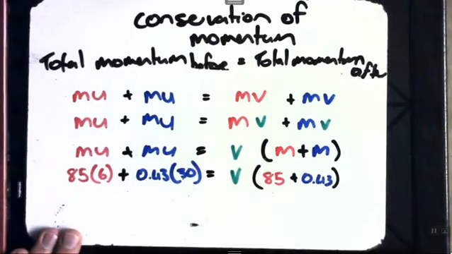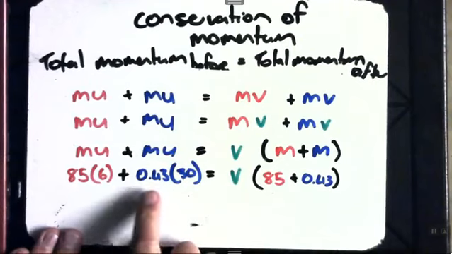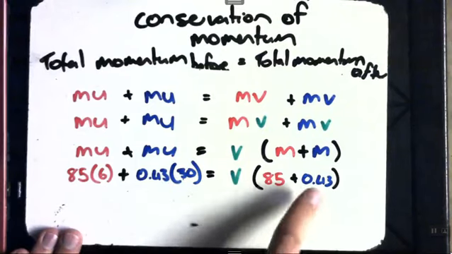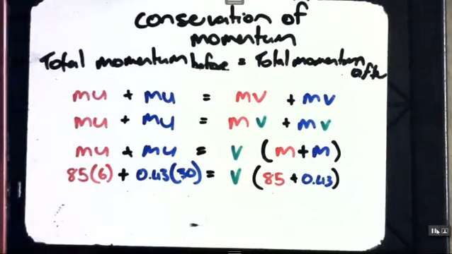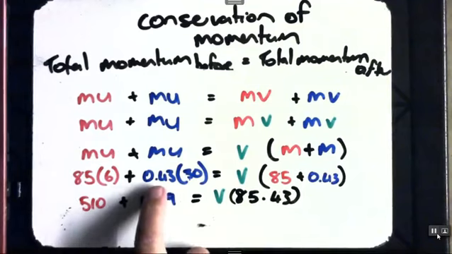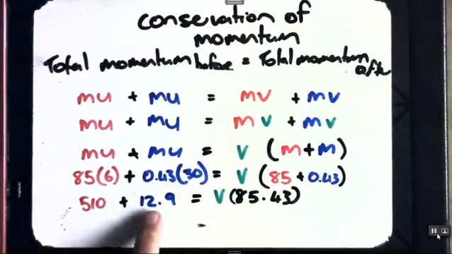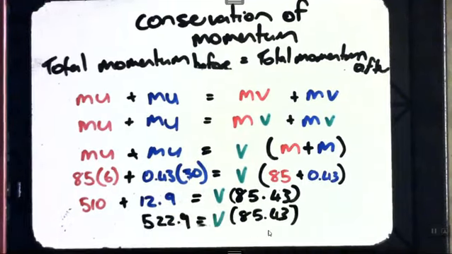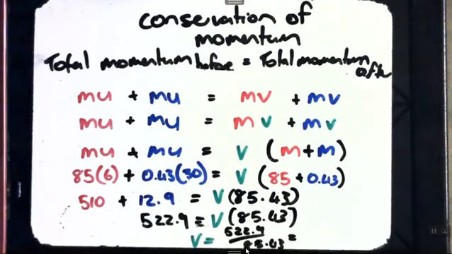So we substitute our values. 85 times 6 plus 0.43 times 30 gives me the velocity that I want times the sum of their masses. So 85 times 6 gives me 510. 0.43 times 30 gives me 12.9. And if I add the masses together, I get 85.43. So that gives me 522.9 is equal to V times 85.43. So as I'm solving V, it's going to be 522.9 divided by the total mass, 85.43.